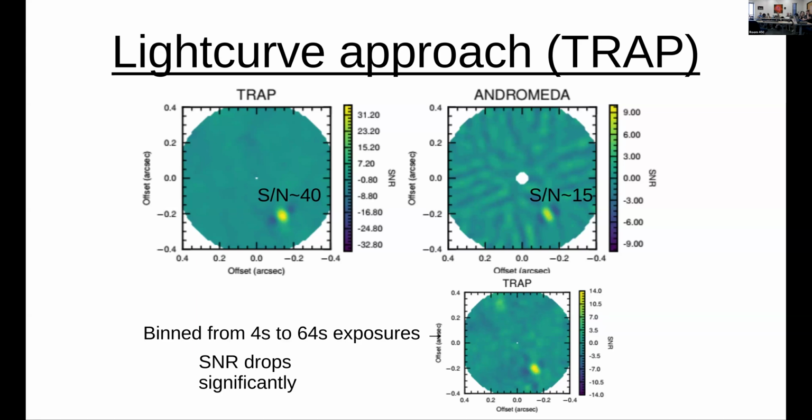If we bin this down to 1 minute exposures, we get a very similar signal to noise to the other approach. So this shows that we really benefit from using all of these small time scale changes in the data.